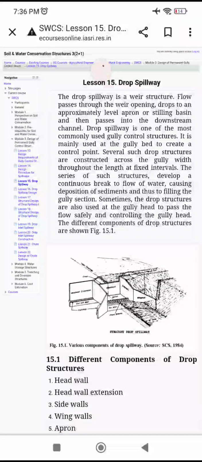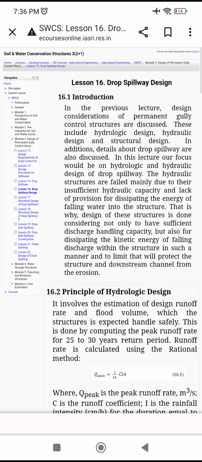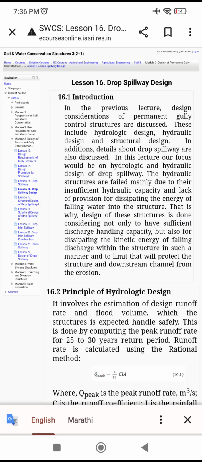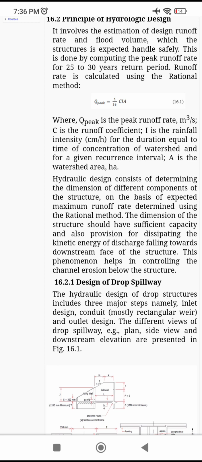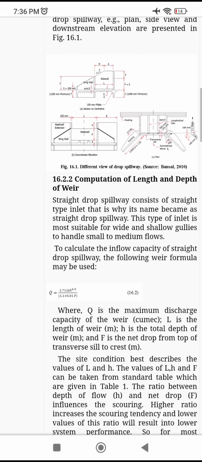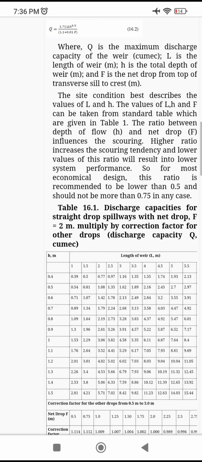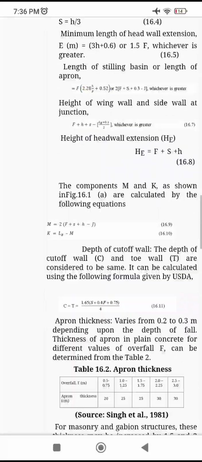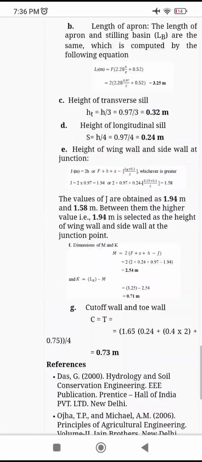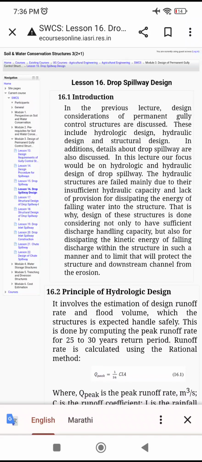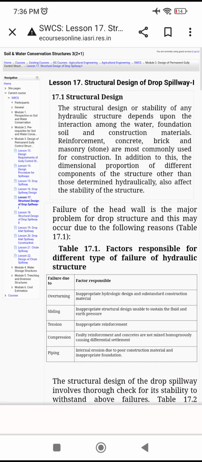So you should compare this drop spillway, then drop inlet spillway, then chute spillway: what is their difference, how they are designed, what is the formula. I won't waste that much time to explain all these things. I would like to say that you just go through this, with problems, formulas and their explanation.